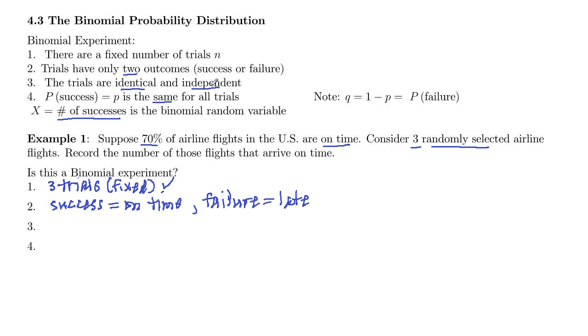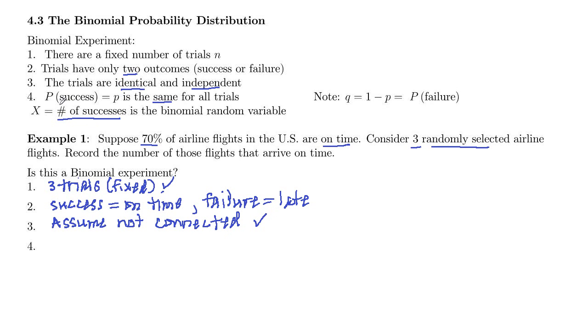Are the trials identical and independent? So we'll assume here that these are not connecting flights. Okay, so we'll assume not connecting, and in that case they'll be independent. They won't depend on each other because they're just any randomly selected flights. So we'll assume that they're not connected flights. And in that case, they'll be independent.